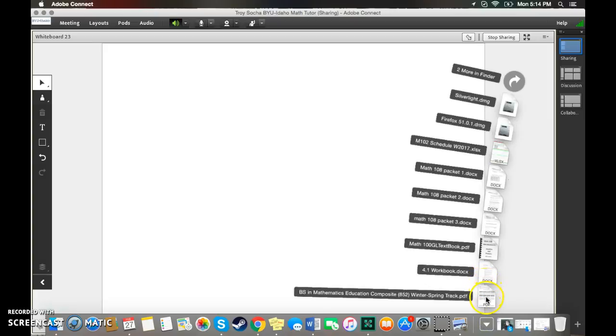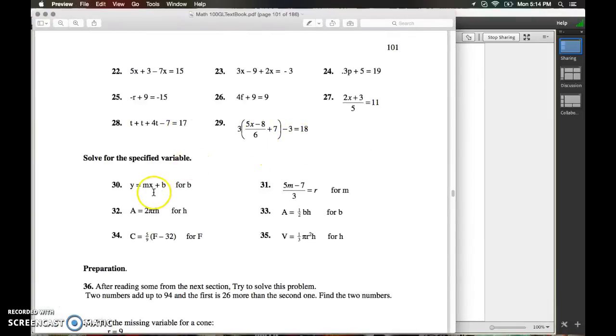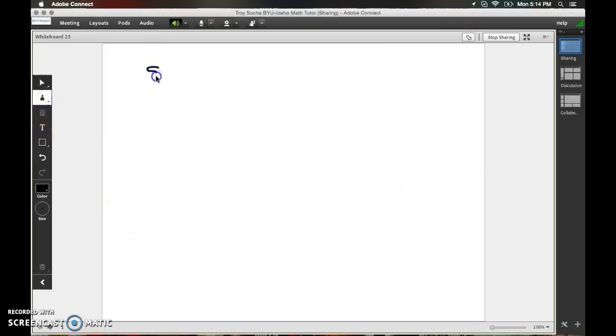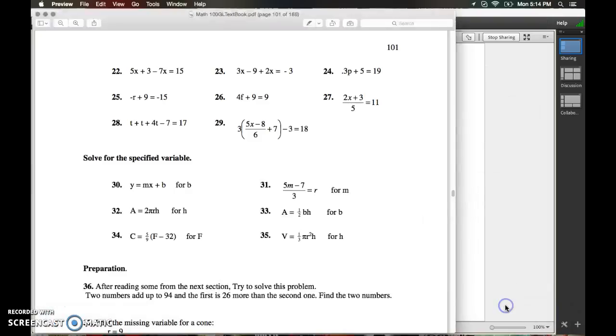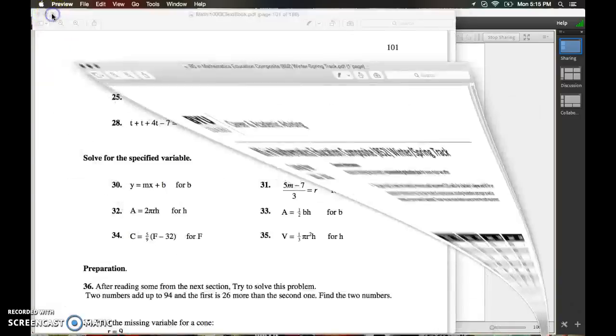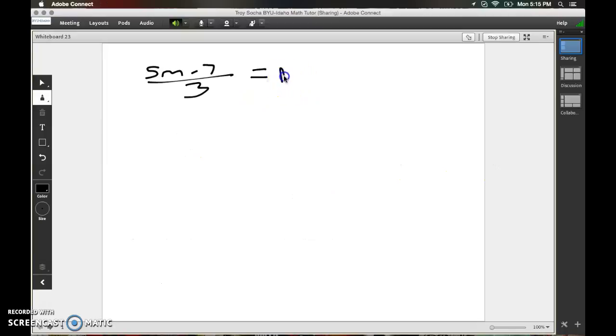When we say we're solving for a specified variable, we're talking about things like this. Let's look at this one right here. This one's really, really interesting. This one, for example, the 5m minus 7 equals r. Okay, so in this equation we have two variables, so we have to look out for the 5m and for the r. Now that means that we are solving for m.